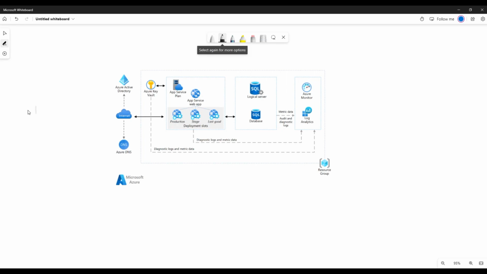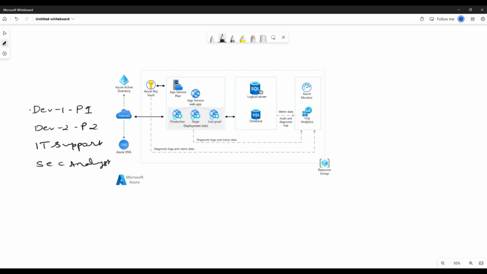Let us assume that in your organization, there are 5 people. One is a developer who is responsible for project one, and you have developer two who is working on project two, and then you have IT support who is responsible for creating users and a couple of other things, and then you have a security analyst who is responsible for identifying threats in the network.